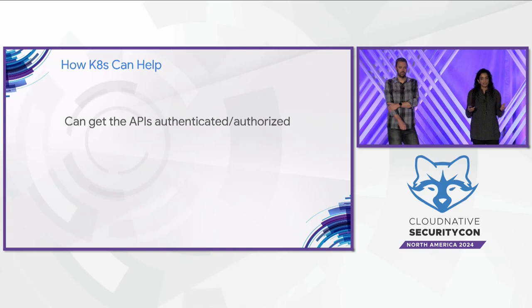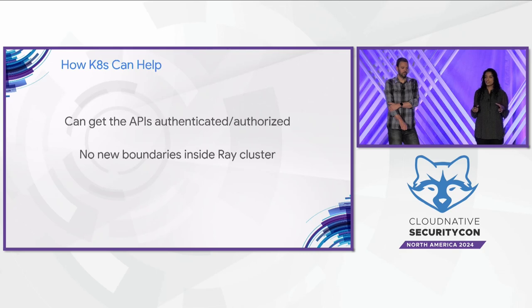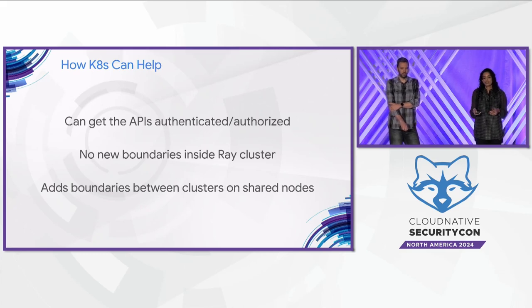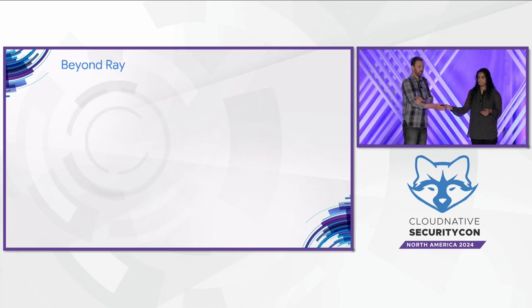So how can Kubernetes help? Well, we can get access to those APIs in an authenticated and authorized manner. But as we saw, there are actually no new boundaries within the Ray cluster. So it's still enabling that kind of communication as long as that tenancy is understood. But as I mentioned, we do get these boundaries that Kubernetes gives us for clusters on shared nodes. All right, I'll hand it back to Greg to close this out.